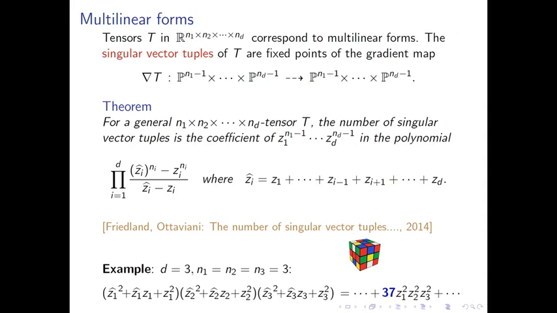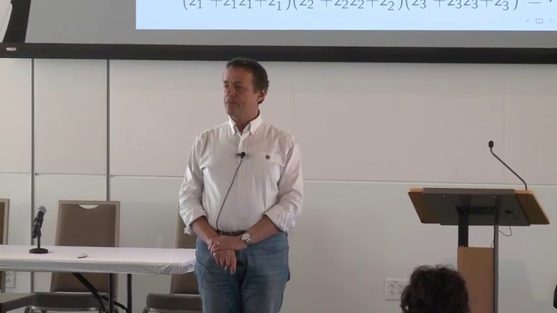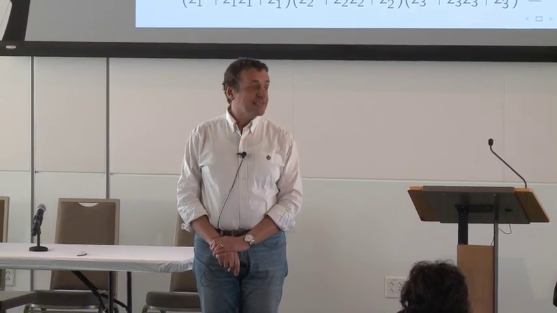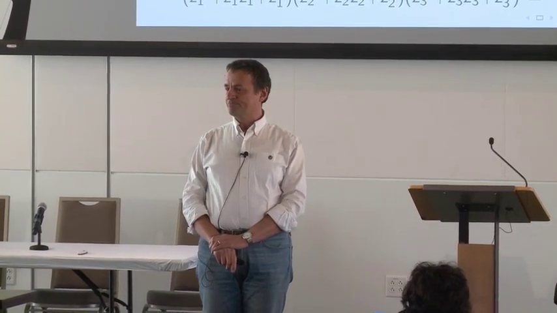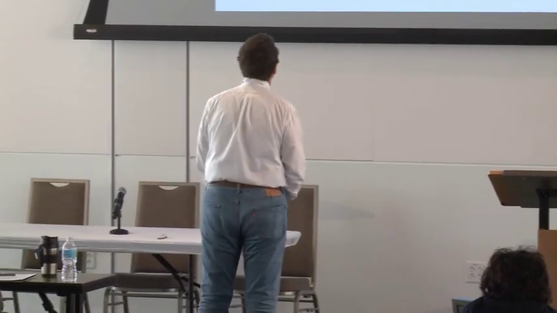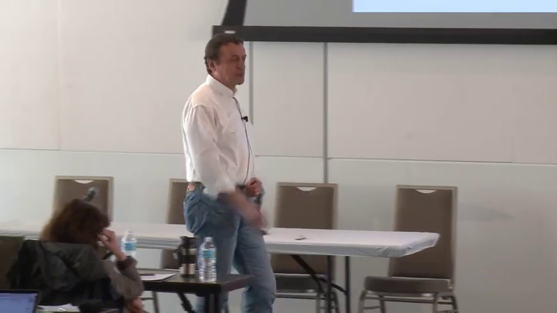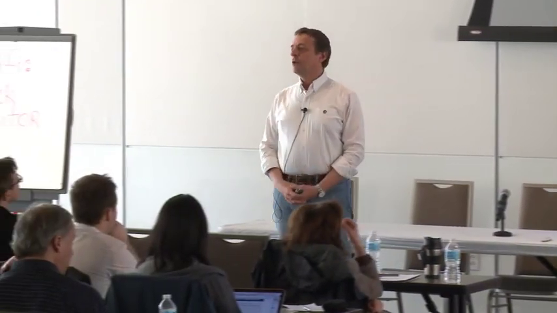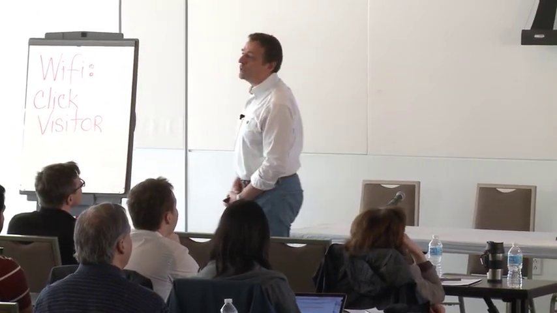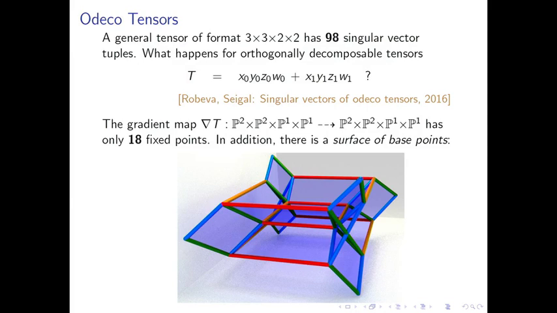So we have accomplished answering the two questions on the first slide. If you have a Rubik's Cube, a 3 by 3 by 3 tensor, it will have 7 eigenvectors, and it will have 37 singular vector triples. Let's get to this picture. Let me explain: what's the picture on the cover of the July 16 issue of the Notices?